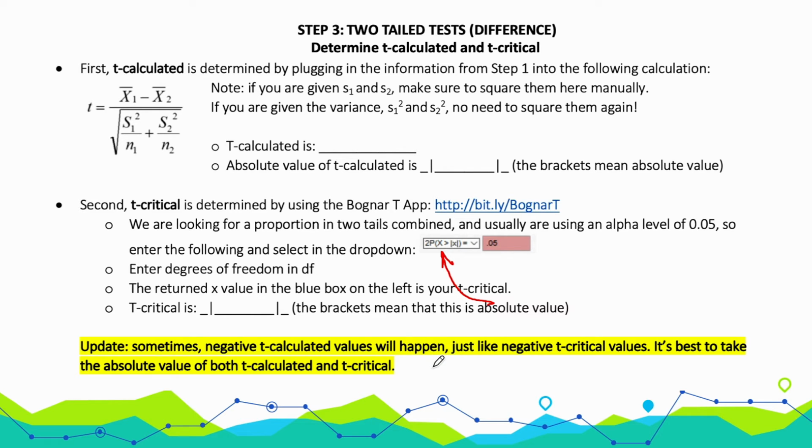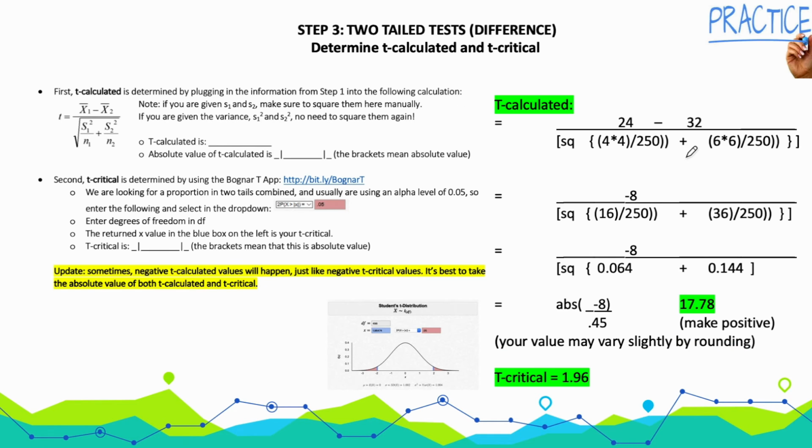Sometimes negative t-calculated values will happen, just like negative t-critical values. It's best to take the absolute value of both of these two values so you can make sure you're comparing difference and not directionality. I've done the math for you here, so you can see I've plugged in the information from our practice problem, our group 1 mean minus our group 2 mean. This is S from group 1, so I've multiplied it by itself. I'm dividing by the sample size. I'm doing the same thing here. This is S2 multiplied by itself, divided by N2.